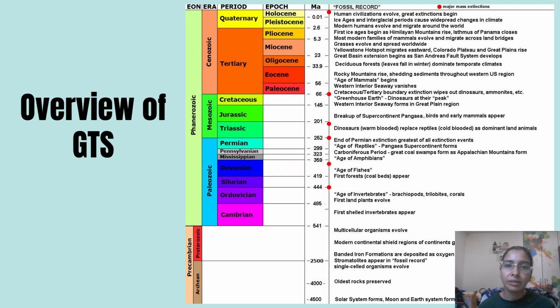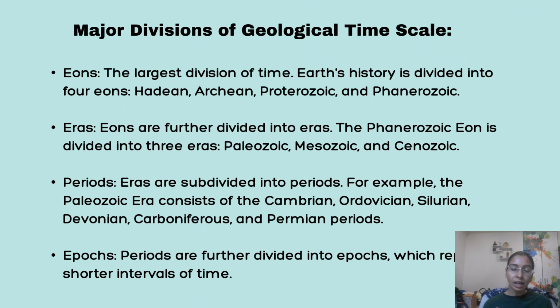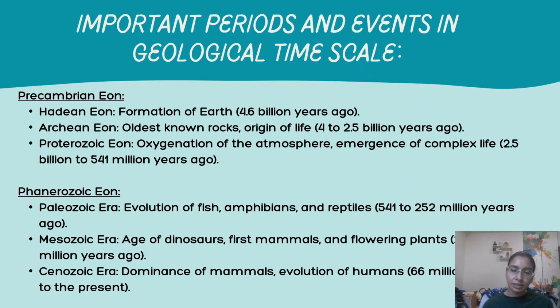Then Cenozoic is the most recent era, where the Tertiary and Quaternary are the periods. Quaternary is the period we are living in, and there are different epochs during this period, which you can see easily with this table: human civilization has evolved during the Holocene epoch of the Quaternary period of the Cenozoic era and Phanerozoic eon. Then what are the major divisions? I have already discussed what major events happened during different periods and different eras.